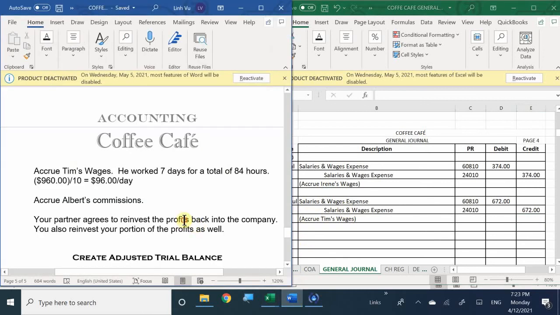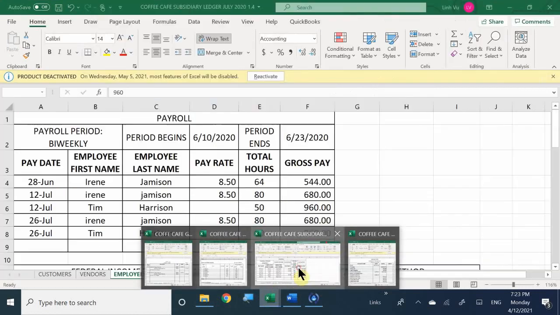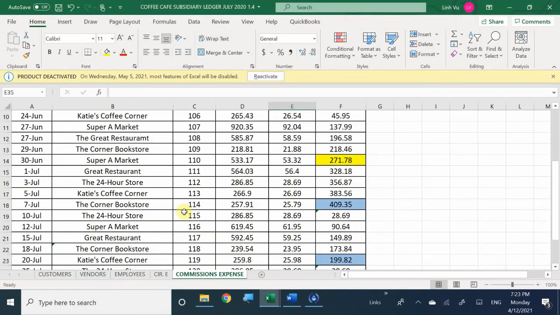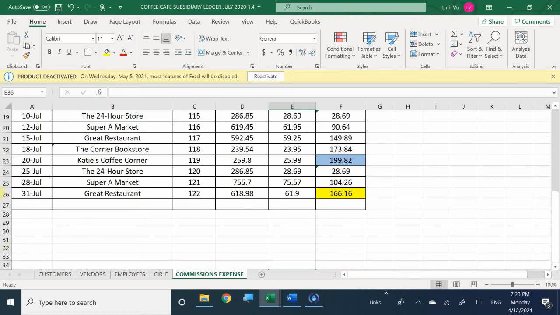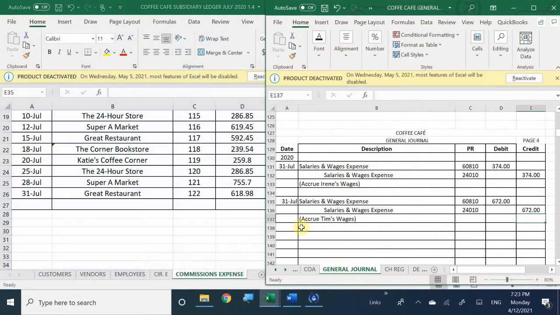Last but not least, we now have to accrue for Albert's commissions. So let's go ahead and take a look at the subsidiary ledger. We're going to click on commission. By the 30th of July, he should have accumulated a total of $166.16. So once again, I go to my journal and recognize commissions expense for a total of $166.16.